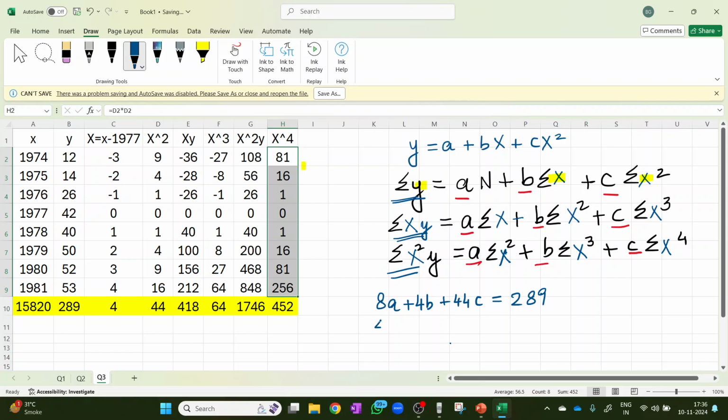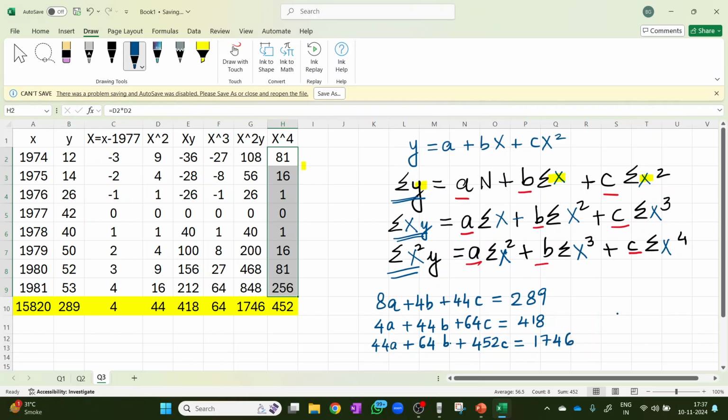Next, A times summation X, which is going to be 4A. B times summation X square, which is going to be 44B. C times summation X cube, which is 64C, equal to capital X into Y, which is 418. Then you have A times summation X square, which is going to be 44A. Then 64B. Lastly, raised to 4, that's 452C. You can see the numbers have become quite small. And then you have capital X square into Y, which is going to be 1746.